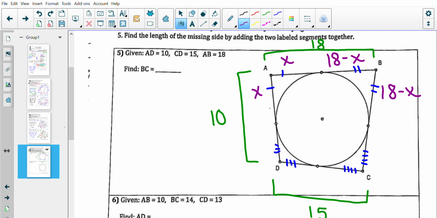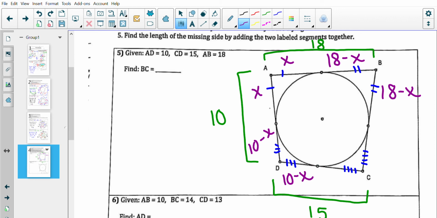So we got halfway there. Now let's go back. Now go counterclockwise back to 10. So now A to the dot is X. The whole length from A to D is 10, so D to the dot is going to be 10 minus X, which means D, the other segment coming from D, is also 10 minus X.